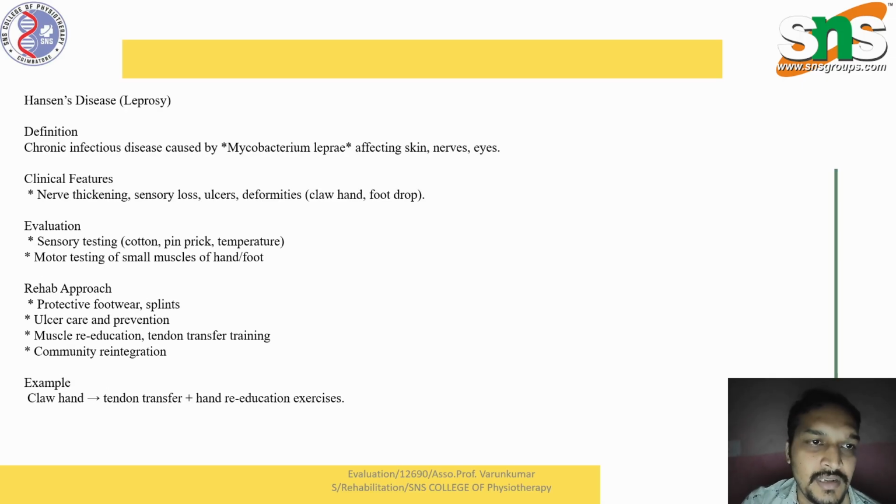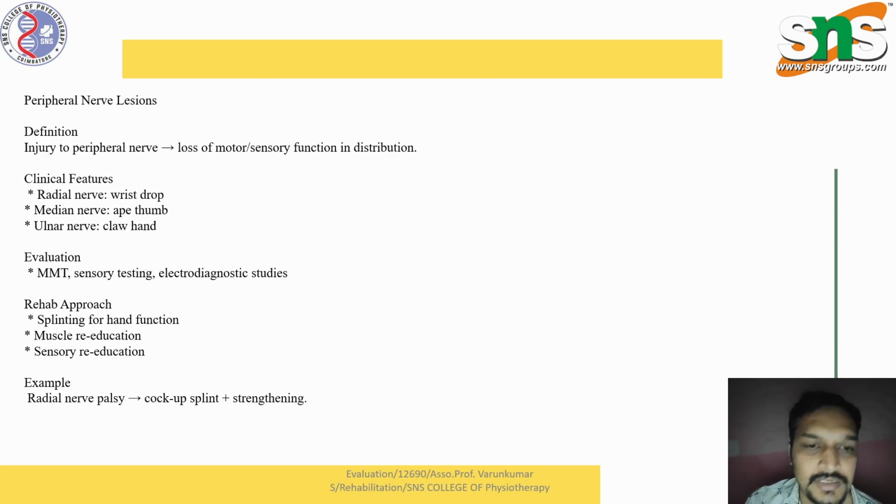Hansen's disease is also called leprosy. It is due to Mycobacterium leprae, which affects the skin, nerves, and eyes. The features involve nerve thickening, sensory loss, ulcers, and deformities. Evaluation is through sensory testing and motor testing of the small muscles of the hand or foot. In rehab approaches, we focus on protective footwear, splints, ulcer care and prevention, muscle re-education, and tendon transfer training. For example, claw hand and tendon transfer leads to hand re-education exercises.